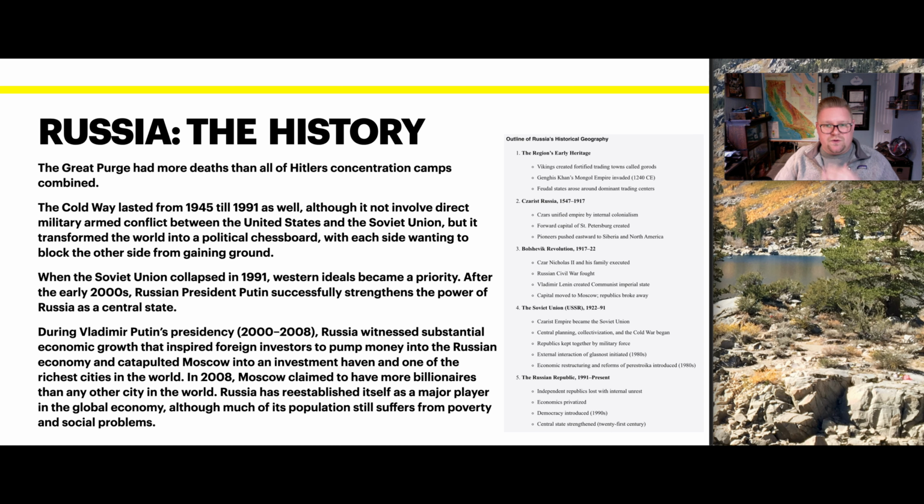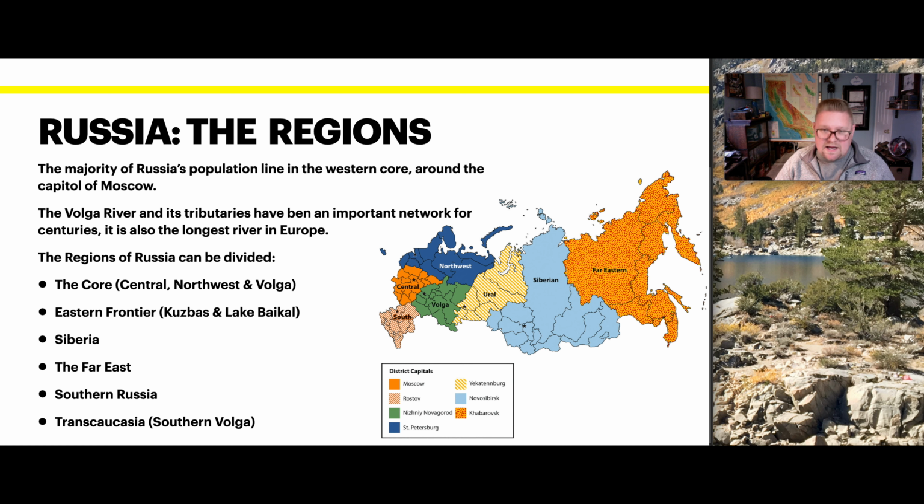And within each of those bullets, it gives you an outline and an idea as to what was experienced then. Continuing with the regions, I mentioned at the beginning, a majority of Russia's population lives within the western core around the capital of Moscow, but the Volga River itself and its tributaries have been, oh my gosh, another spelling error, I'm sorry guys, have been an important network for centuries. It's also known as the longest river in Europe.